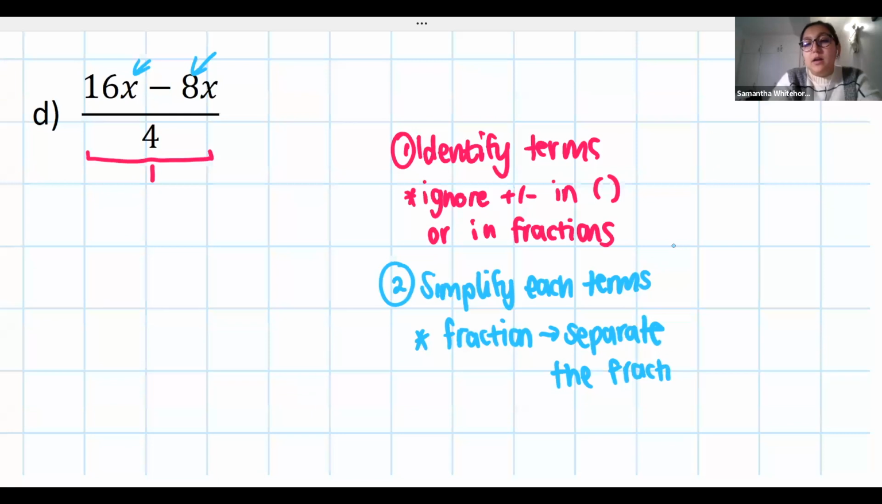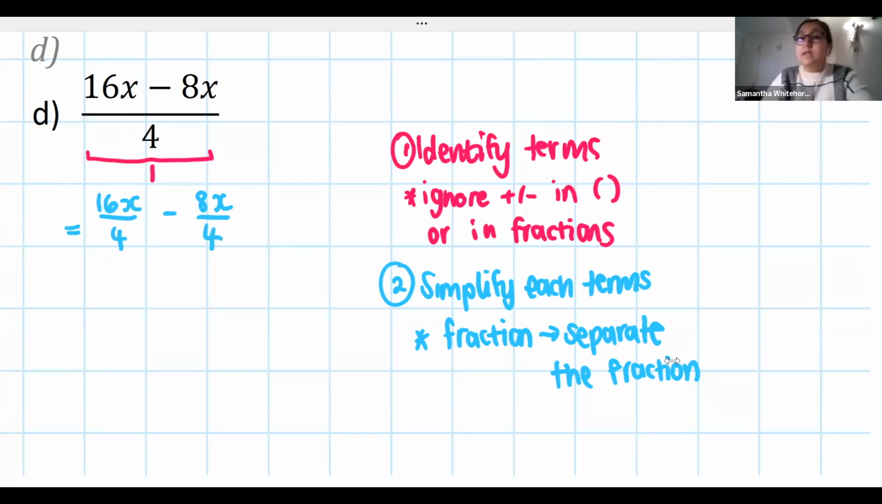Okay, so here, both of those numbers, the 16x and the negative 8x, they are both over 4, which means that I can split this up to say 16x over 4 minus 8x over 4. It means the same thing. Remember, go back to your algebra, your LCD. They have a common denominator. We can actually go and do the opposite or the reverse, and we can split up the fraction. Once we've done that, we are now going to simplify each fraction.